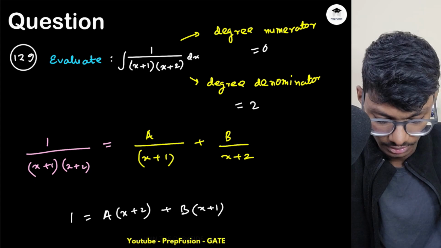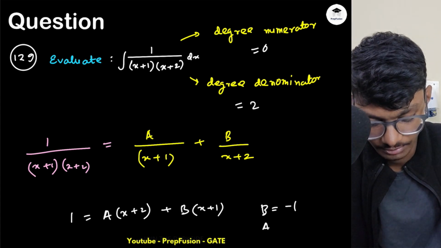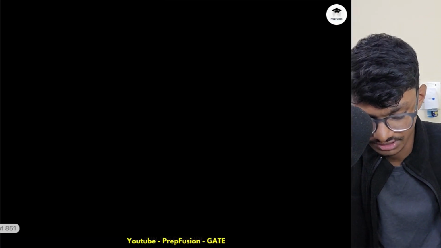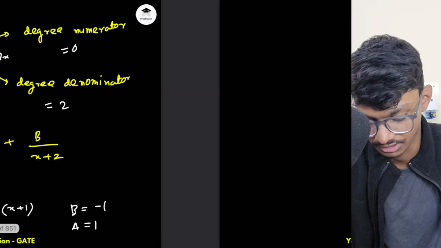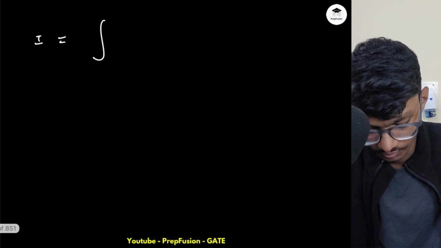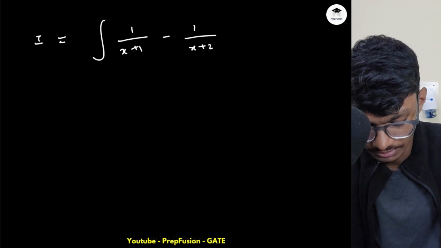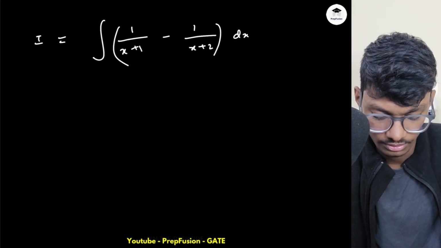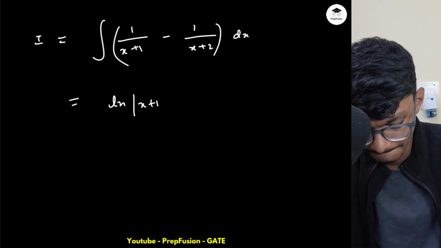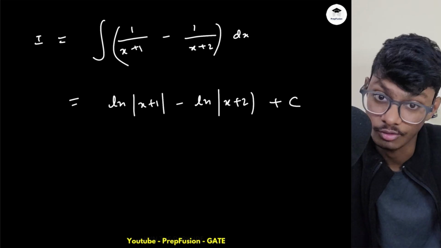Now if I put x equals -2, my B will be -1, and if I put x equals -1, my A will be 1. Anyways, you could have seen it by sight also that it will be 1 minus 1, but it's the first question, so we'll do the basics. So my I will be the integration of 1 by x plus 1 minus 1 by x plus 2, whole dx. So obviously this is ln of mod of x plus 1 minus ln of mod of x plus 2 plus the constant of integration.